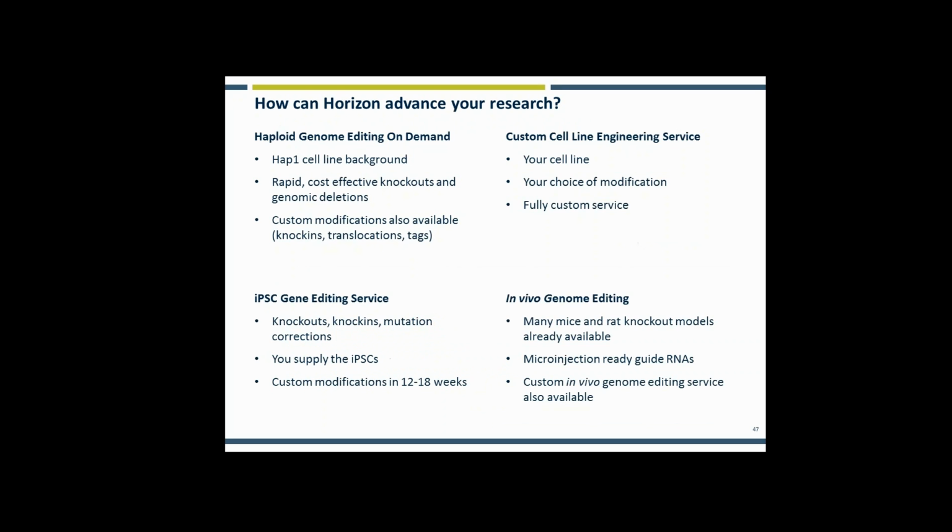But this isn't just all we do. We do genome editing on demand in our haploid cell line, and this is by far the most cost-effective way to get to loss and gain of function models. We can do the knockouts on demand or genomic deletions, as well as some of the modifications I've talked about today, the knockins, translocations, and tags. We do a fully custom cell line engineering service in diploid or any cell line of choice with any particular modification. And as discussed, this can be a more labor-intensive process, and so there's a bit more of an associated price tag, but that is available as well.